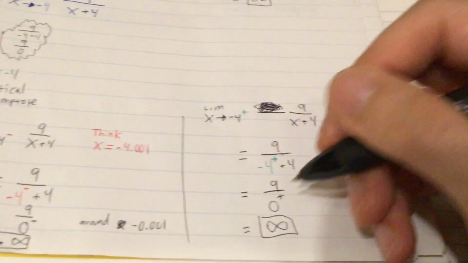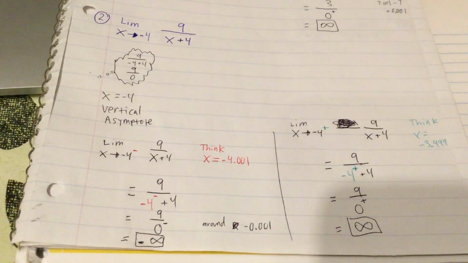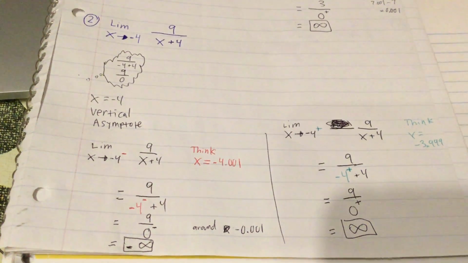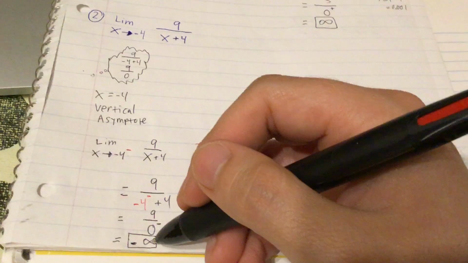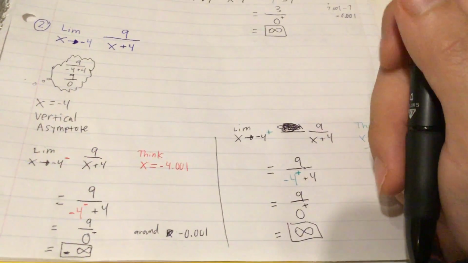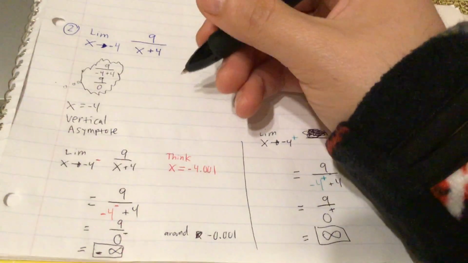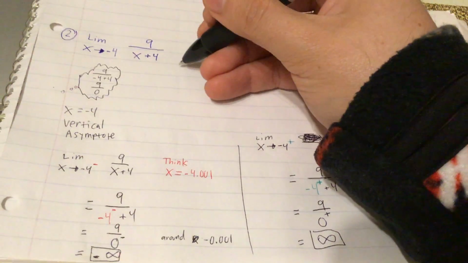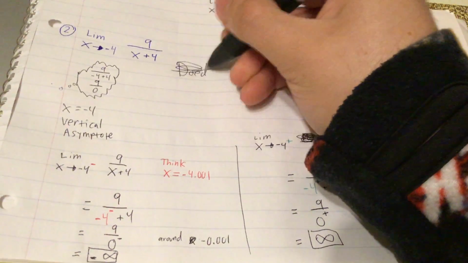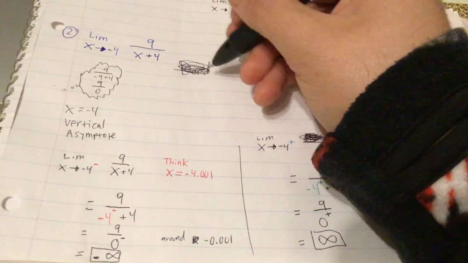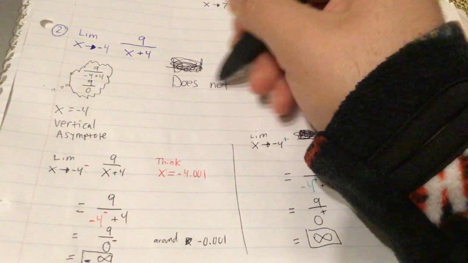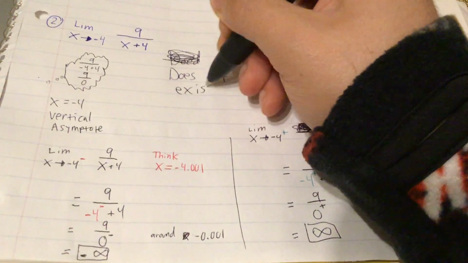So the left-hand limit, as x gets closer and closer to -4 from the left side, y approaches negative infinity. But as x gets closer and closer to negative 4 from the right side, y equals positive infinity. So the left-hand limit and the right-hand limit don't agree. So the limit as x approaches negative 4 does not exist.